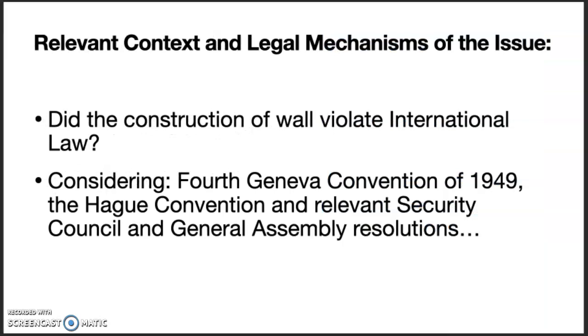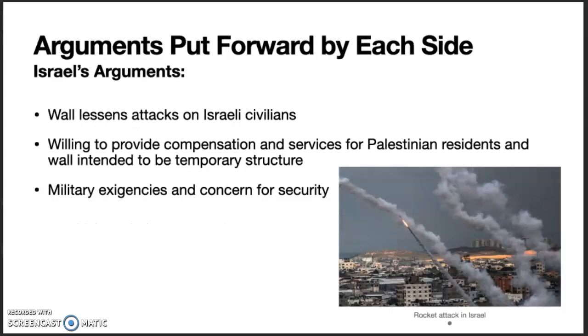When tackling the issue of the legal consequences of the construction of this wall, the General Assembly and the ICJ took into consideration the wall's possible violation of international law, including the Fourth Geneva Convention, the Hague Convention, and relevant Security Council and General Assembly resolutions.